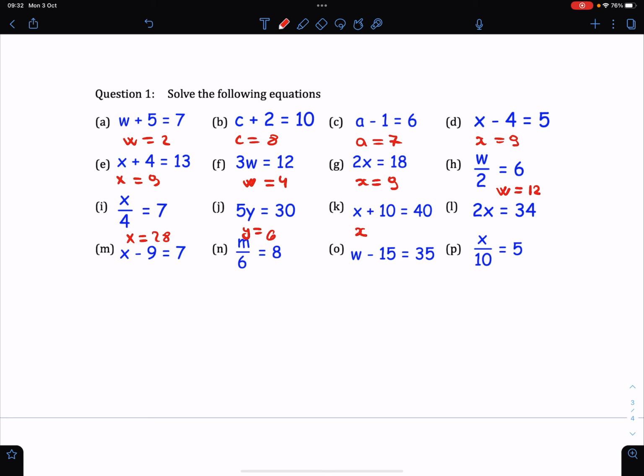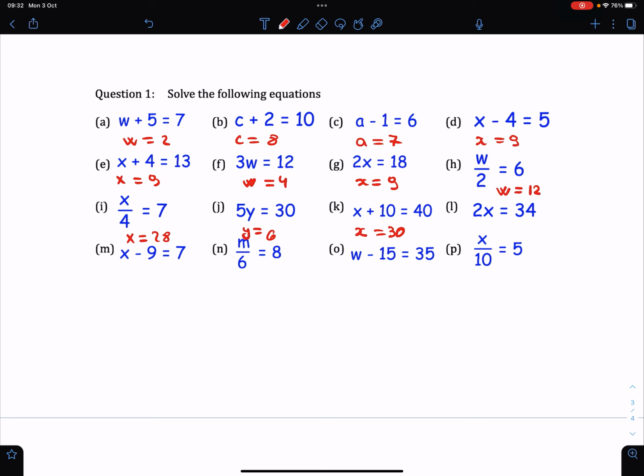6. X plus 10 equals to 40. X is? No, you. X plus 10 equals to 40. X is? 30. 30 plus 10 is 40, right?